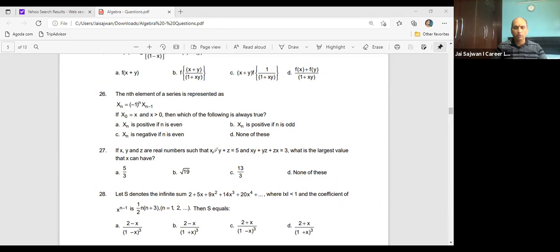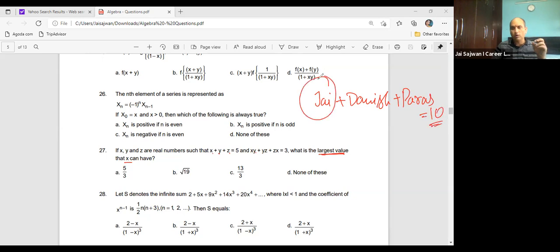The first thing that I want you to understand here is there are 3 variables given in 2 equations. And someone is asking what is the largest value x can have. If Jay, Danish, and Paras got 10 chocolates, and I want to have the maximum chocolate, so Danish और Paras को तो मैं 0 chocolate देके भगा दूंगा, and I will get the maximum chocolate.